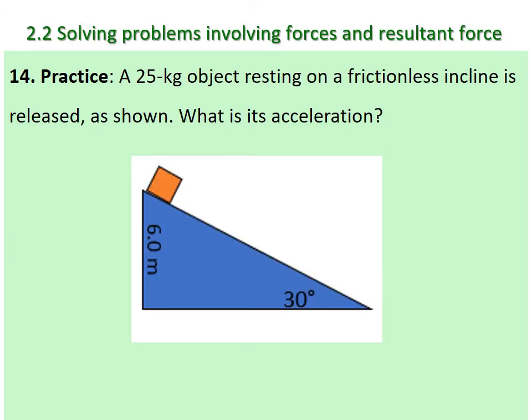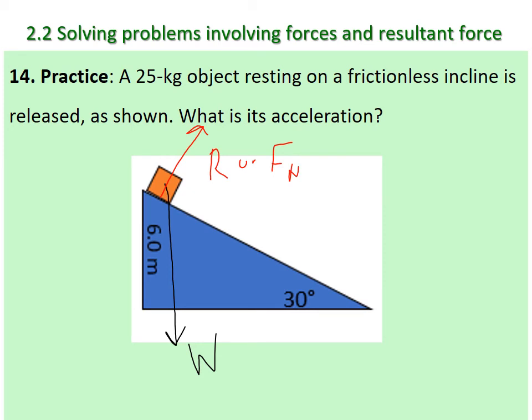Okay, a 25 kilogram object resting on a frictionless incline is released as shown. What is its acceleration? So there's no friction acting on here. So let's go ahead and draw our free body diagram. We have the weight of the object, W, acting down. I'll just still draw the normal force, it's good practice. You'll see it as R, or you can label it as F sub n. No points off for either.